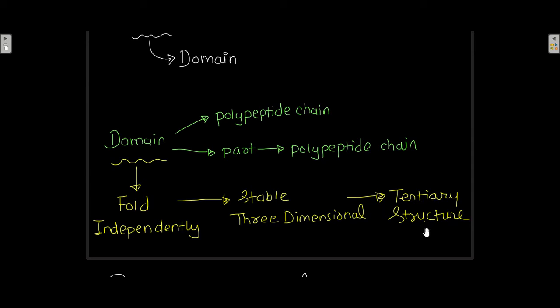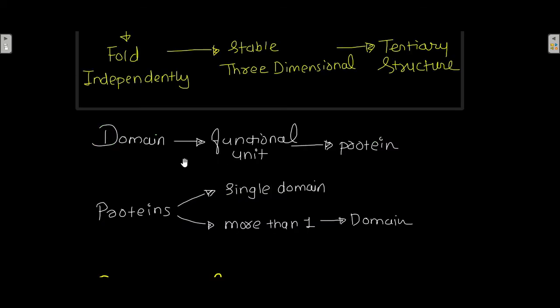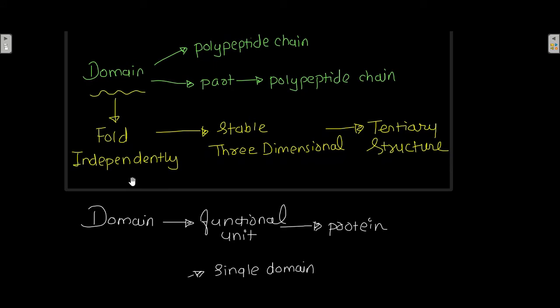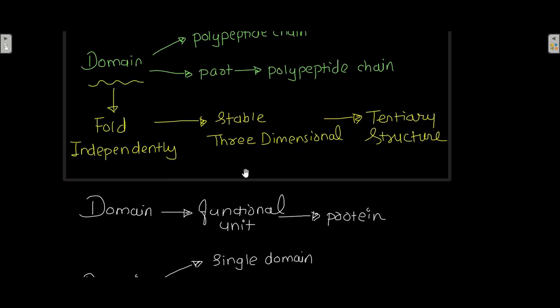So domain is a polypeptide chain or the part of the polypeptide chain that can fold independently into a stable three-dimensional tertiary structure. Domain is the functional unit of a protein. It means that the part of the polypeptide chain, or the polypeptide chain, that can fold independently into a stable three-dimensional tertiary structure is the functional unit of a particular protein.